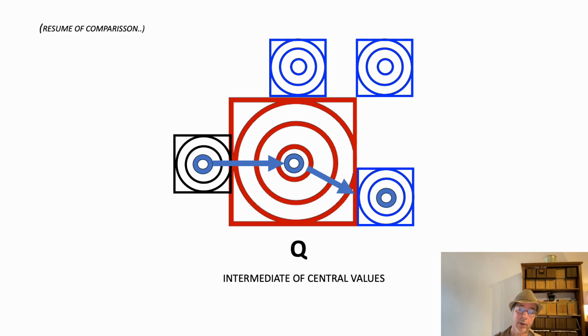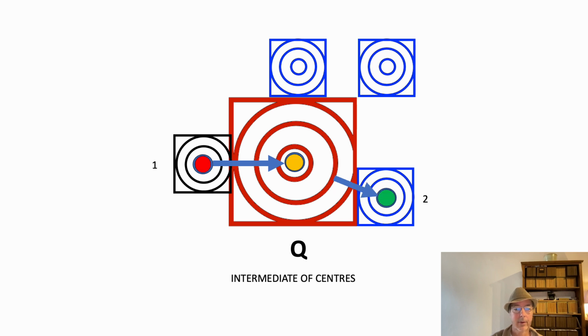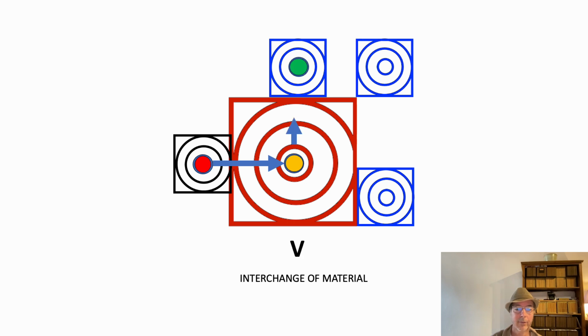So just one more repetition. The Q will be an intermediate of central values. So it goes from one center to our tool center to the next center. The centers are interconnected. With the V, we still have the tool with its own center, but there will be an interchange of material only.